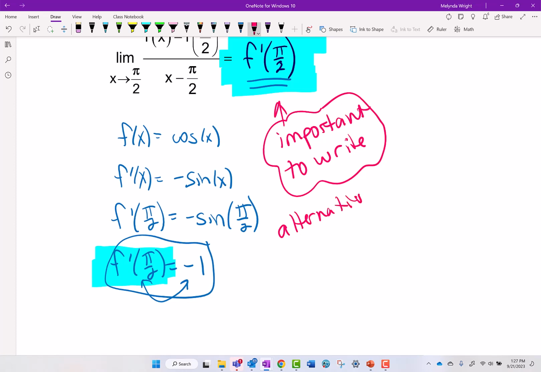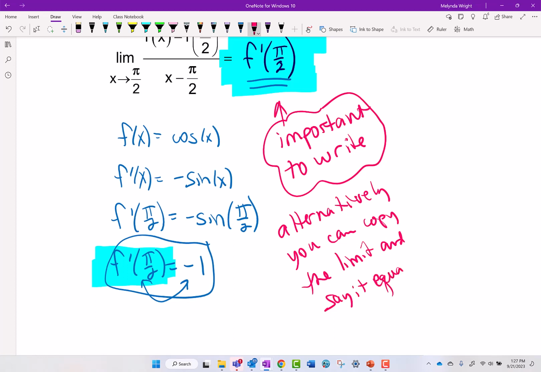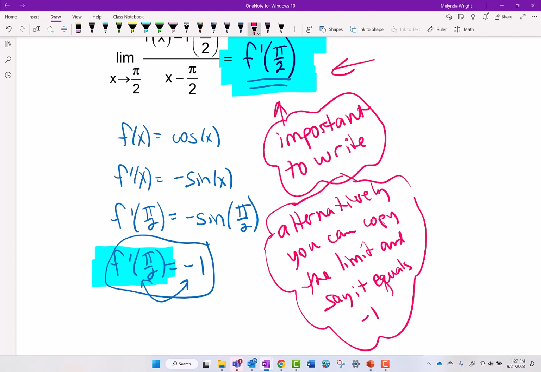And I'll just write down the alternative. Alternatively, you can copy the limit and say it equals negative 1. That's the other thing you could do. If you don't want to do equals f prime of pi over 2, that's okay. You can recopy the whole limit and say it equals negative 1. That's the other option that you have. I personally, it's faster to do this. I would prefer to do that, but you don't have to. You can do either one to get the point.